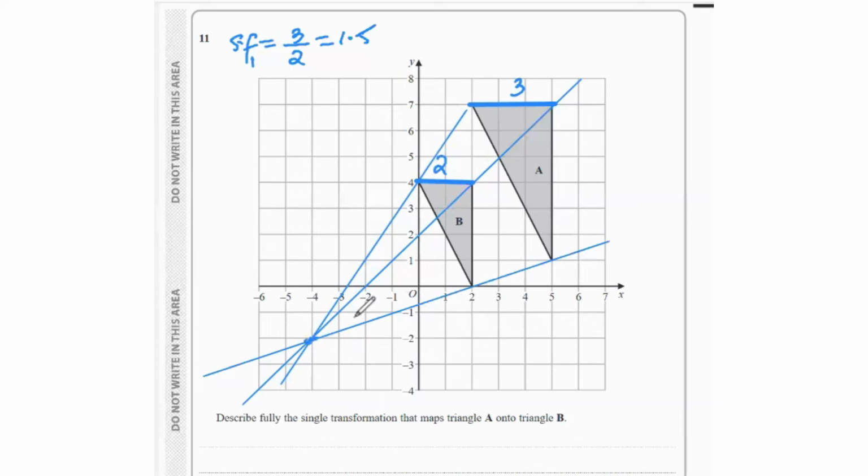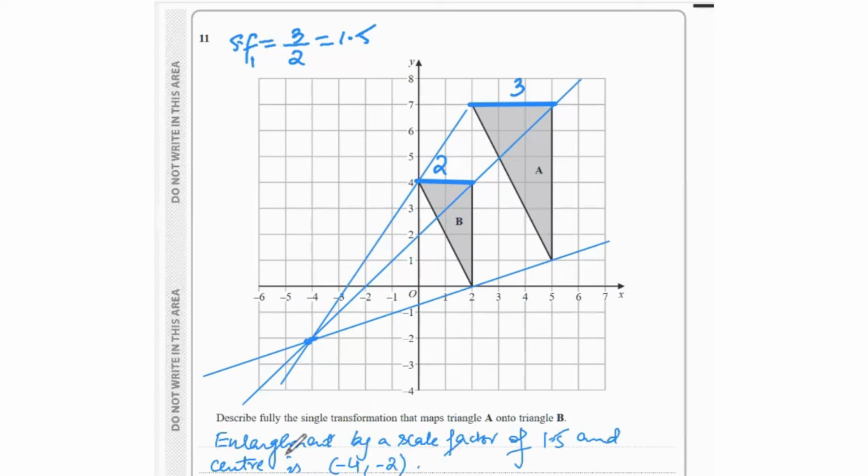Remember, for the center of enlargement, you will always connect corresponding points on the original shape and the image. Connect them through a line and extend the line fully on the graph. And the point where all of the lines meet, that is going to be the center of enlargement. So it's enlargement by a scale factor of 1.5 and center is -4 and -2. That's your answer.